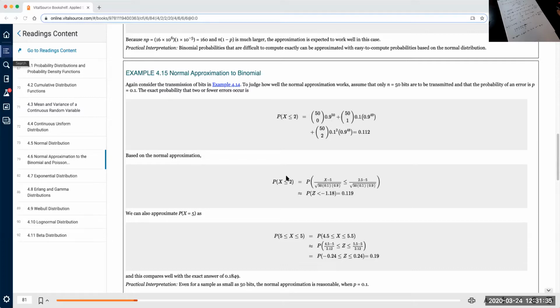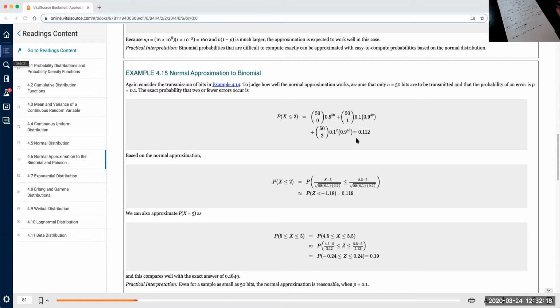So the probability that x is less than or equal to 2 means the probability that x equals 0, plus x equals 1, plus x equals 2. The combination of 50 choose 0 times 0.9 to the 50th power is the probability that x equals 0. The combination of 50 choose 1 times 0.1 times 0.9 to the 49th power is the probability that x equals 1 in the binomial distribution. We got 0.112, by the way.